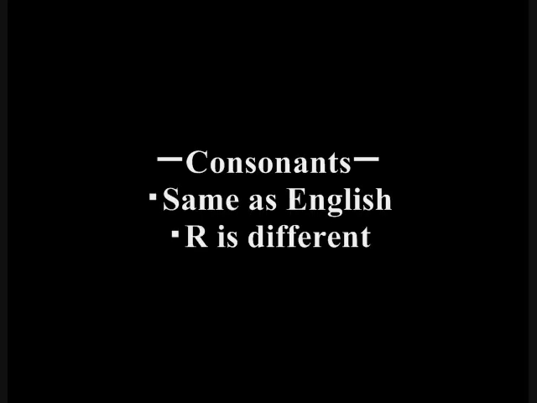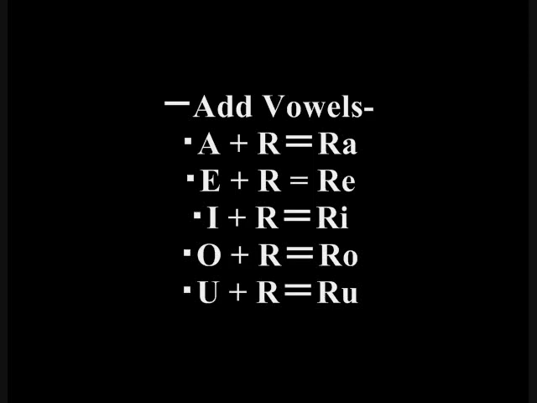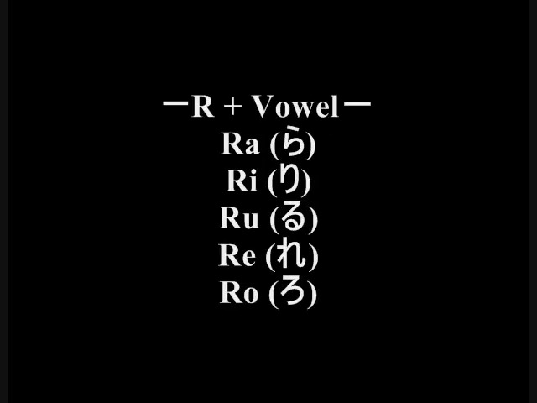The pronunciation of the consonants is the same as English except for R. R's sound is like a mix between an L and an R, resulting in a da sound. If you were to add the vowels A, E, I, O, and U together with the R, it would sound like this: da, di, do, de, and do.